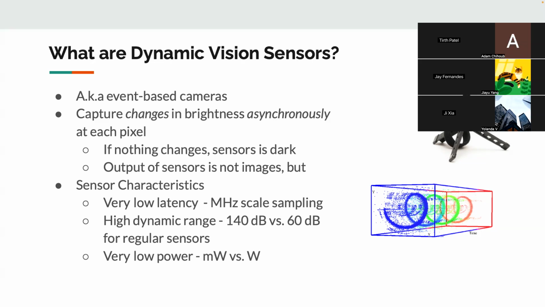So what are some characteristics of these sensors? They have extremely low latency. So they have megahertz scale sampling, so you're taking an event about once every microsecond. And some of them are even faster now too. And they have very high dynamic range. So you have 140 dB versus 60 dB. Dynamic range being the minute change in luminance that the pixel is capable of detecting. So a regular camera might not see any change, whereas the event-based sensor is way more sensitive and might fire events. And then also these are very, very low power. So you're in the milliwatt range versus the watt range for most sensors and cameras.